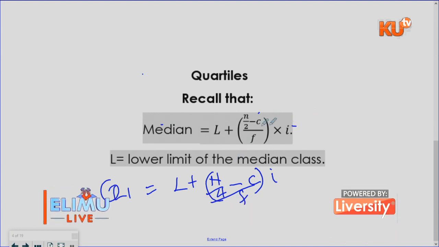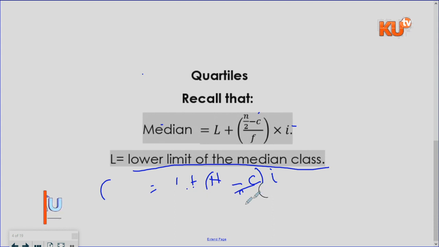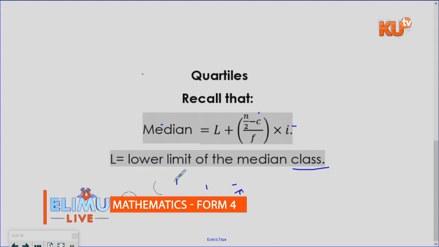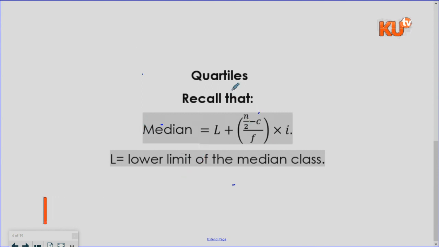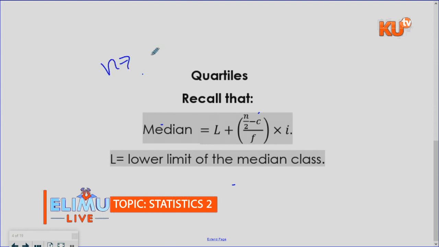Now we want to define what these letters represent. We have said L is the lower limit of the median class. What does N represent? We just quickly define those letters. You can write somewhere quickly. I want to maintain this formula so that we can be referring to it. So L is the lower limit of the median class. Then N is the total frequency.